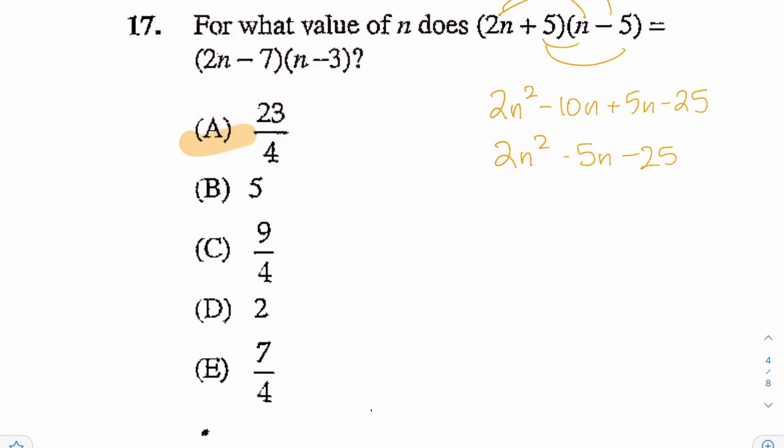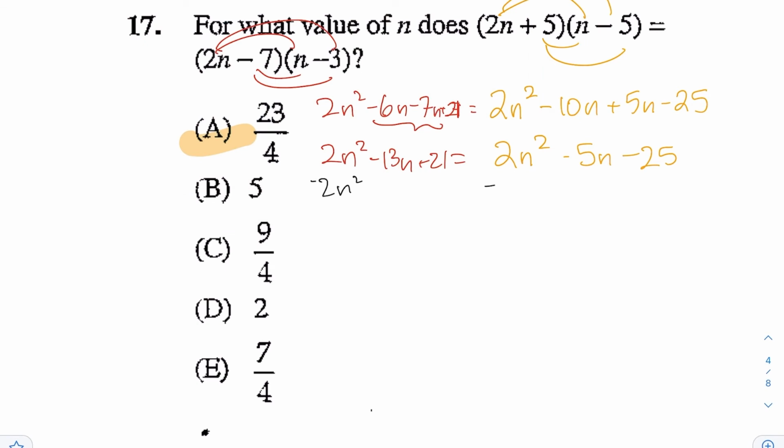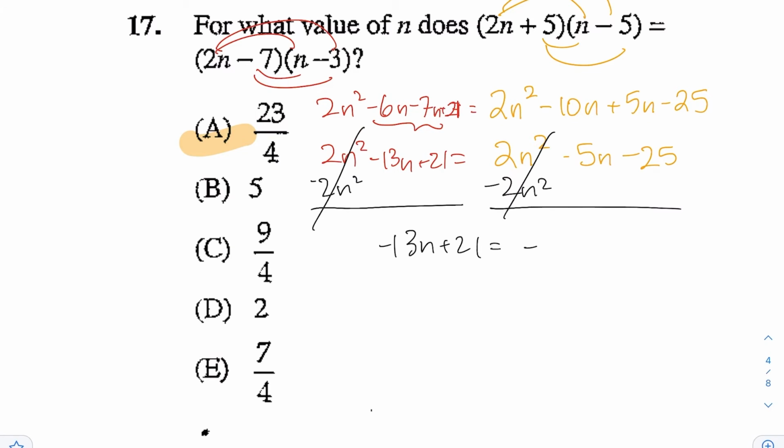Then for the other piece, again, you do the same thing. I have the FOIL, and this will be equal to 2n squared minus 6n minus 7n plus 21. And if you combine the middle two, that's 2n squared minus 13n plus 21. So here you actually have 2n squared on both sides, so you can just subtract that, and that's gone. So you just have negative 13n plus 21 is equal to negative 5n minus 25.